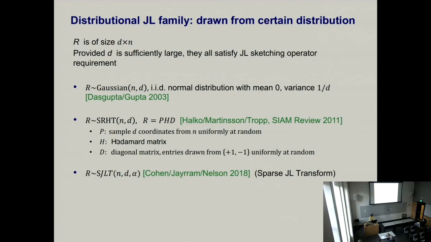And then this randomized subsampled Hadamard matrix. The Hadamard matrix is a structured matrix, but it turns out when you do some randomization, D is a diagonal matrix whose entries are drawn from +1, -1 uniformly, and P samples the coordinates from N uniformly at random, this product becomes a very powerful random matrix. And the one specific one we look at is the sparse one, so your omega matrix has a lot of zeros.